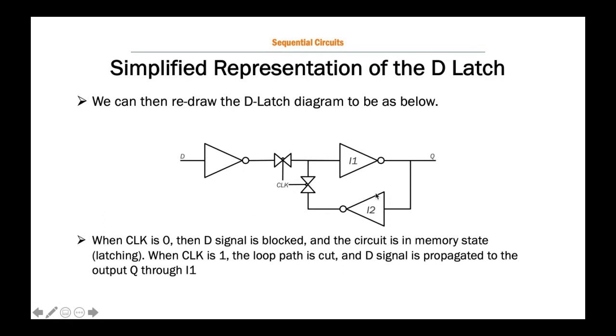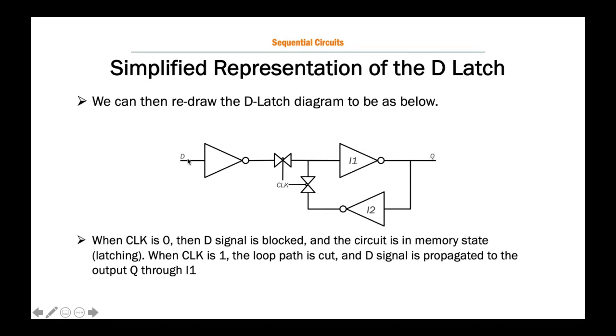That last value of D is now sampled at Q. If the clock is 1, with the bubble, that means this gate is now shut or closed, and that gate is open or connected, which will allow D to travel, propagate, or traverse. The signal is going to travel through all these parts until it reaches Q. So it propagates to the output Q.